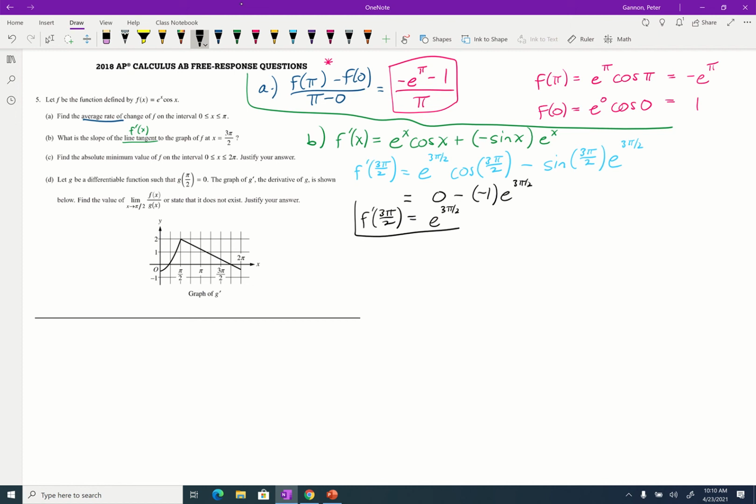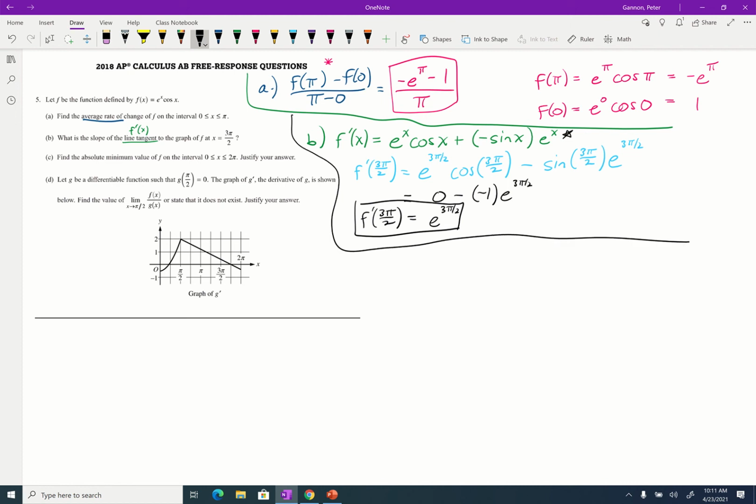So the derivative, or the slope of the tangent line at 3 pi over 2, is e to the 3 pi over 2. So you want to make sure you have the derivative, and then you want to make sure you show that you're plugging into that derivative to get your final answer.